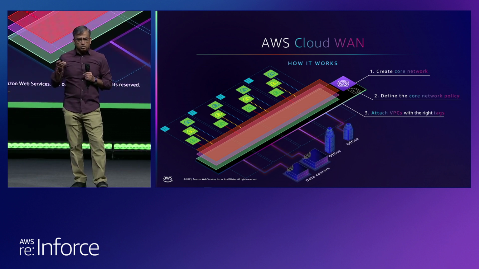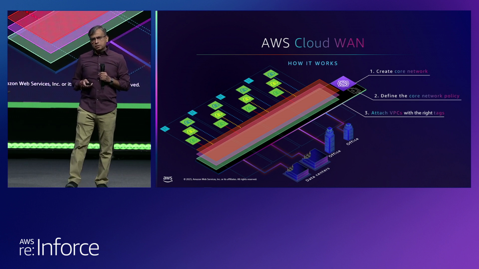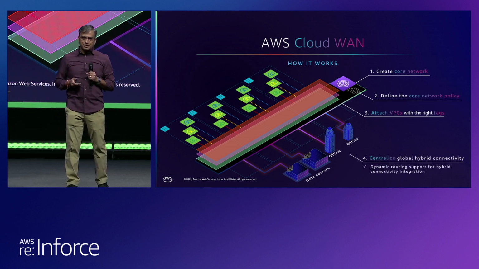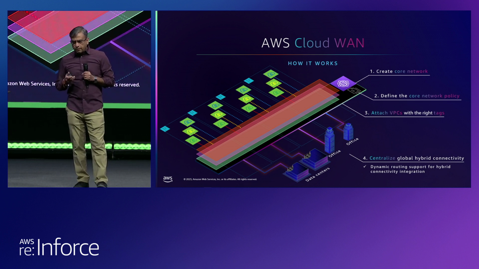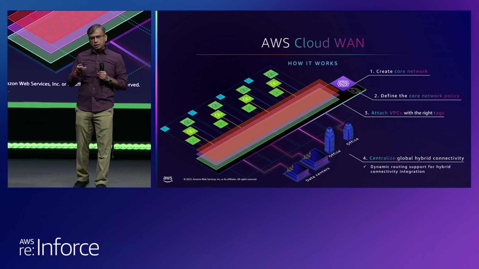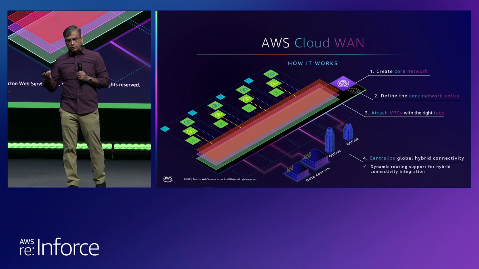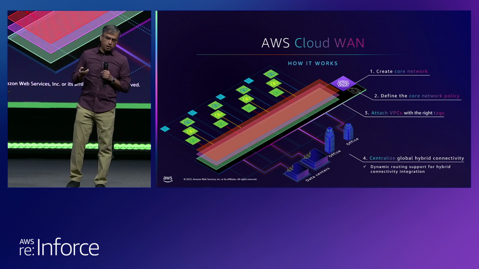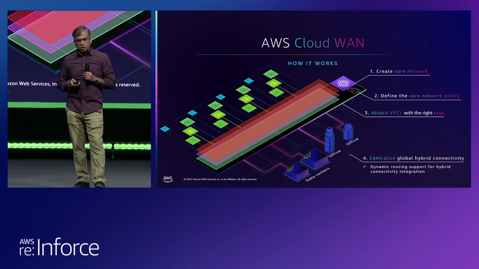And then on the other side, you have on-premises infrastructure such as branch offices and data centers. You can create centralized global hybrid connectivity using AWS Cloud WAN. You can use Direct Connect, connecting to the core network through transit gateway. We will take a look at that in a minute. Or you can use VPN, like your branch offices connecting to AWS through VPN.